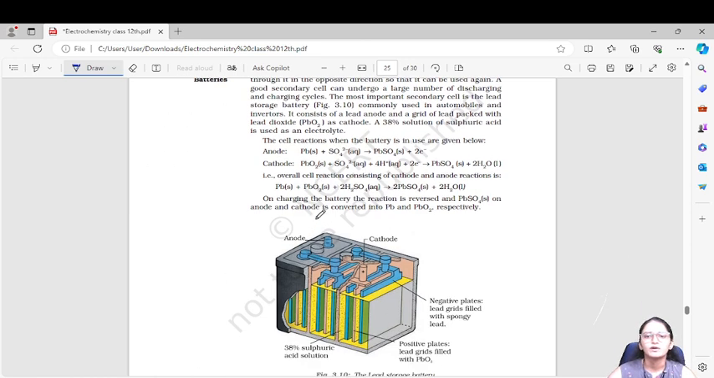So here you will see what happens at anode. Anode lead combines with sulfate ions to give lead sulfate and release two electrons, and at cathode lead dioxide and sulfate ion when combined with hydrogen ions plus two electrons, it gains two electrons to give lead sulfate and water molecule. So overall reaction is shown, lead plus lead dioxide plus sulfuric acid gives lead sulfate and water molecule.